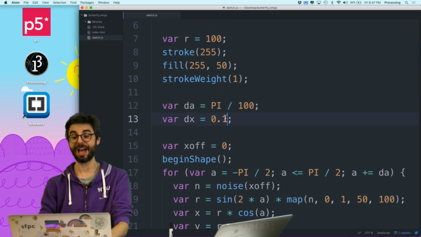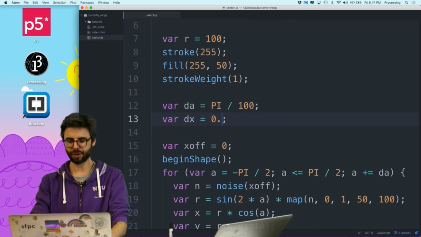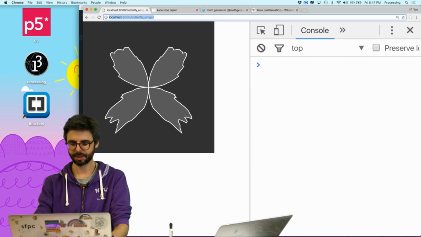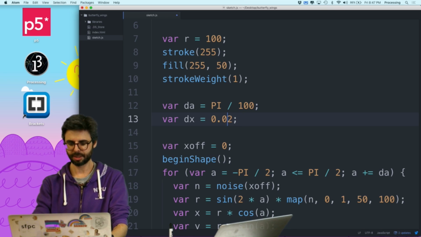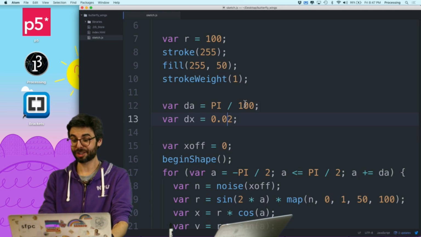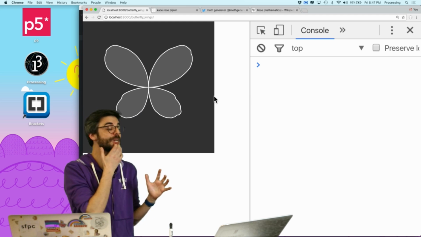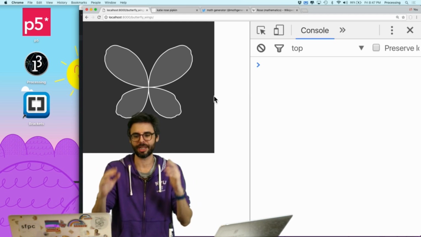And I could try different values for different things, like move through the noise faster, move through the noise more slowly. Whoops. Move through the noise more slowly. I get something much more. Well, I could move more slowly, but have many more points. And now I get something like this. So there's a lot of possible ways I could start to explore this.